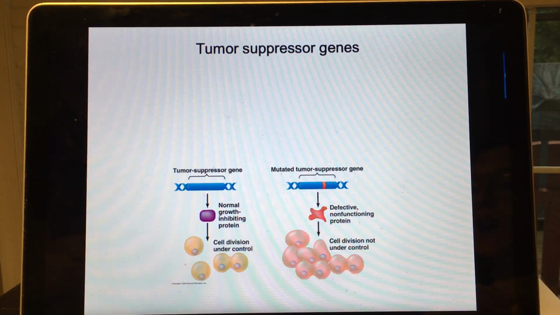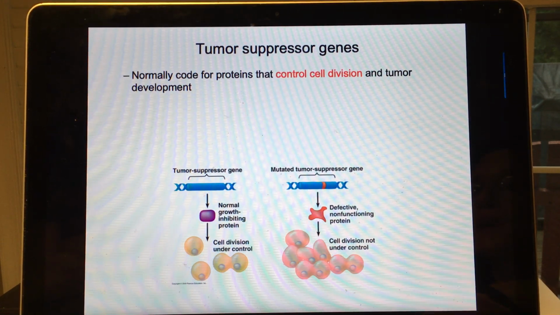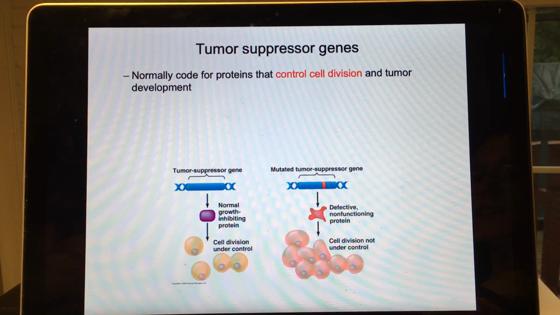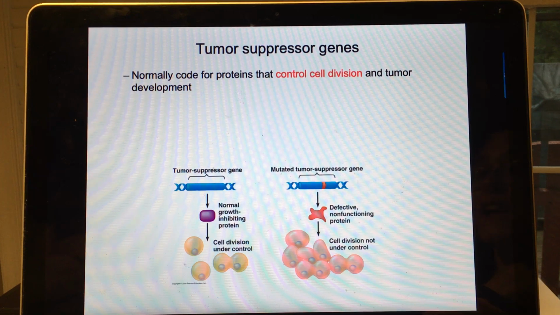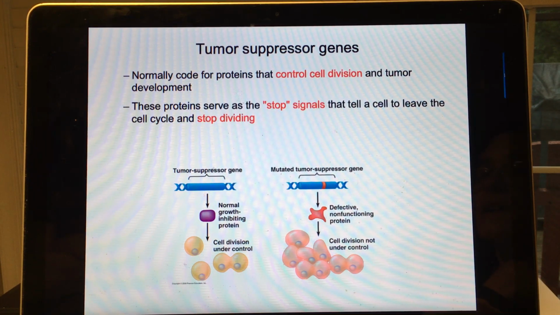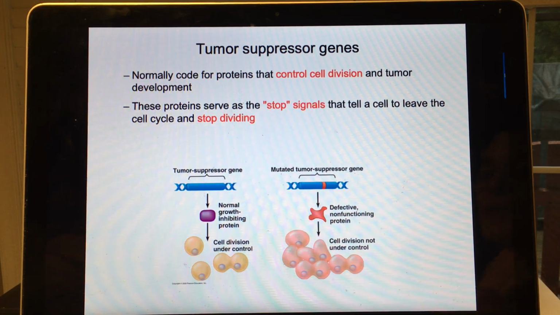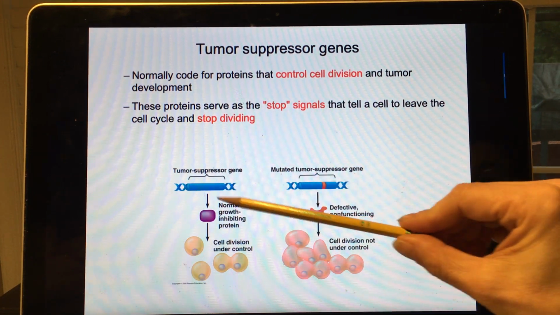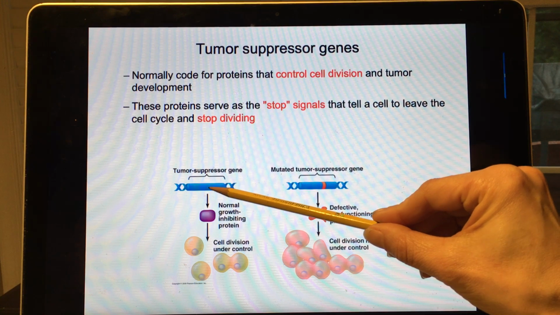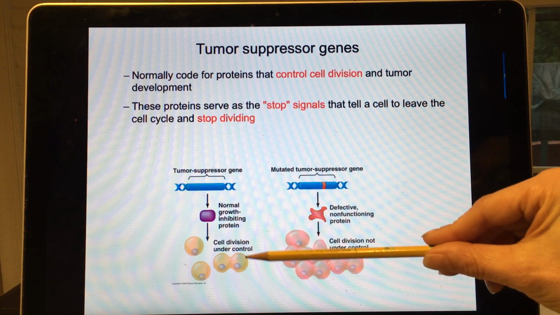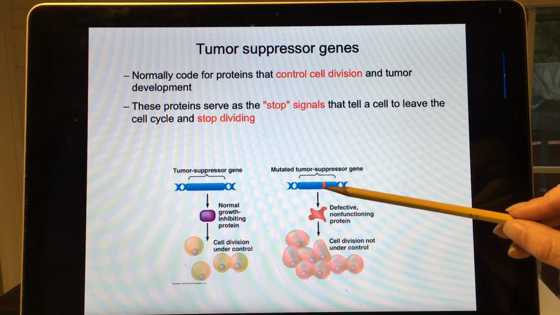So the first one I'm going to talk about is a tumor suppressor gene. Normally, tumor suppressor genes code for proteins that stop a cell from dividing when it's not supposed to. So it's like a stop signal to the cell. If you look at the diagram here, in the normal protein, or when the gene is not mutated, you get a protein that keeps the cell division under control, and so you have a normal number of cells.